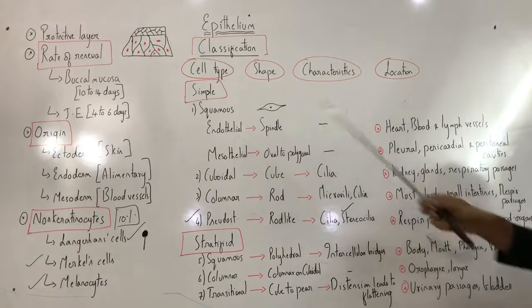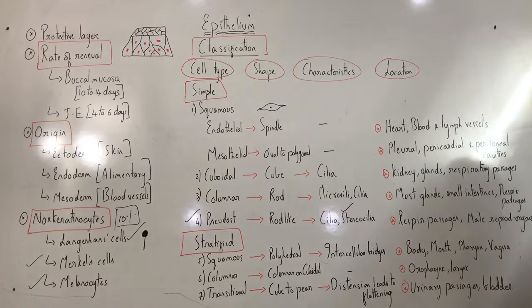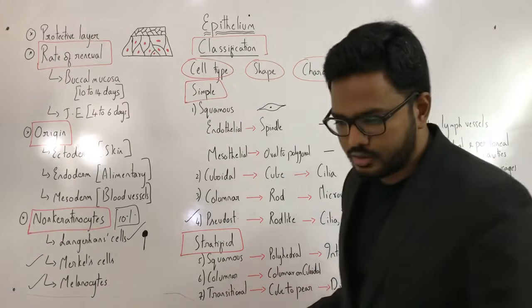So endothelium, you're familiar, lining your blood vessels and lymph vessels. Mesothelia, all cavities like peritoneal, pericardial, pleural cavities. And rest of the cells were discussed in brief, right? So this covers our today's topic, right?